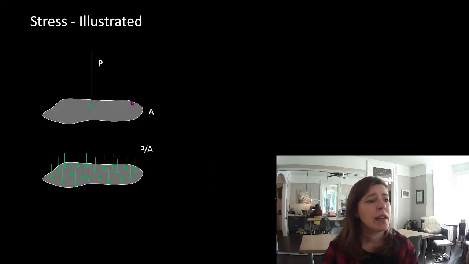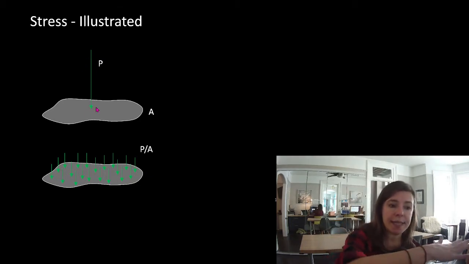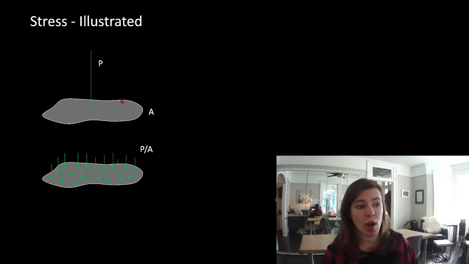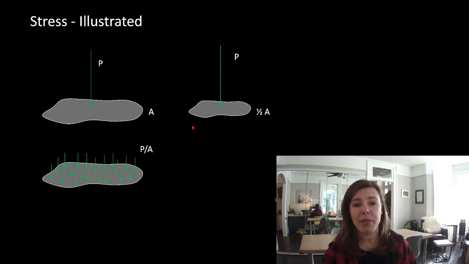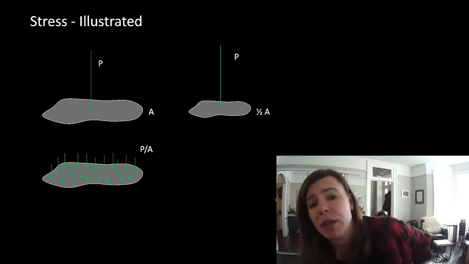Let's take a look. If this is our object with an area, and this is our force P, it's the same thing as taking this force and smearing it evenly over the object, or our force divided by area. What happens if we have the exact same force over half of the area? Well, force divided by 1/2 area, what do you think? Do you think there is more stress on this object or less stress? And this is where I always say stop and do a gut check.